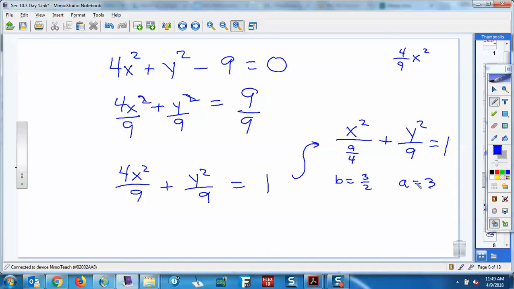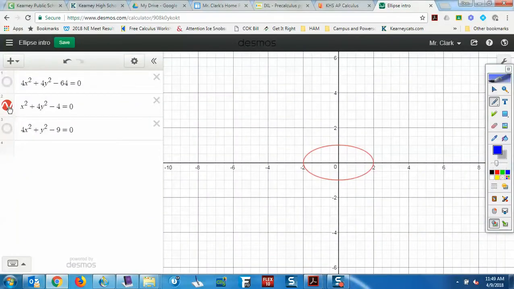Now, since the A, the longer one, is under the Y, that means we're going to have an ellipse that goes like this. We're going to go 3 up here on the Y, and we're going to go 1.5 that way on the X. That's your A and your B. The longer one is under the Y, so that tells you it's going to be that direction. And again, if you look at this one graphed, sure enough, look what we got. I said that it was going to go up 1, 2, 3, and it was going to go over 1.5, which is what the A and the B are.